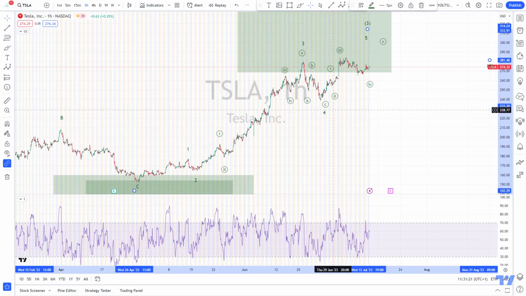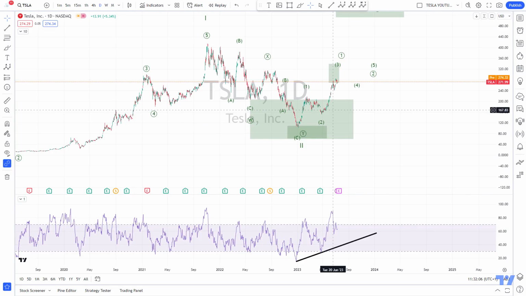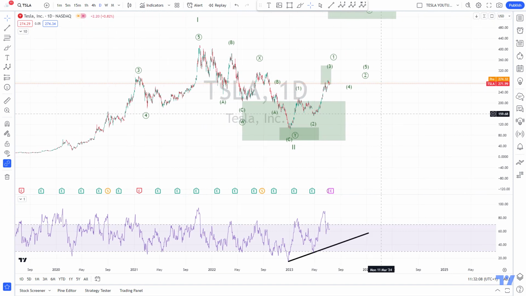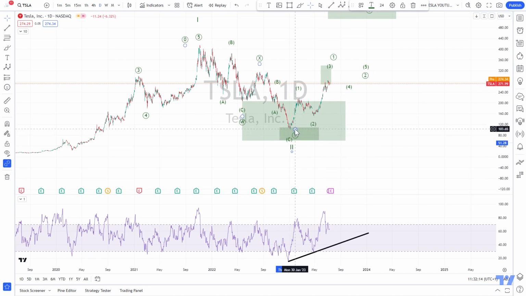Now let's have a closer look at the daily chart. This here is again our wave 2 low of the higher degree. From here we might be ready for another bull run. Actually, we already did some quite nice moves in Tesla. I believe this here is our wave one. Then I think this here is our wave two down. Again, here we have a nice ABC correction.